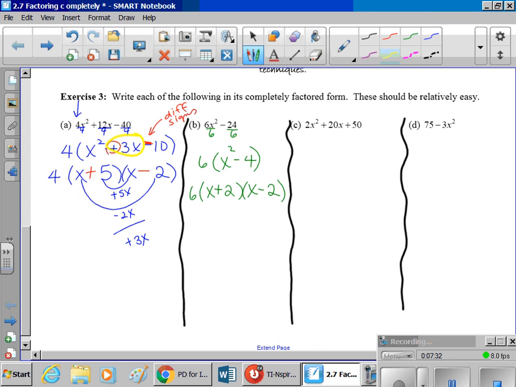Remember, if it says factor completely or completely factored, you're looking for 2 steps. So always think about what that last step is. If it's something that doesn't make sense, maybe you made a mistake the first time around.